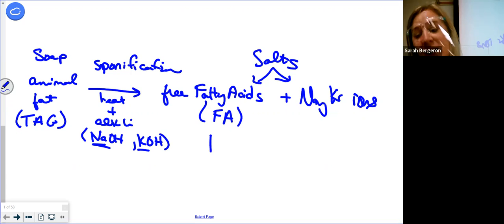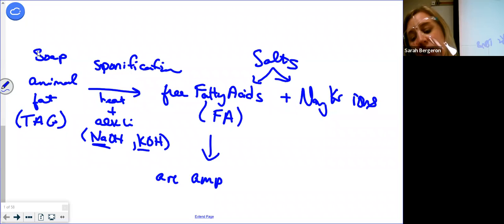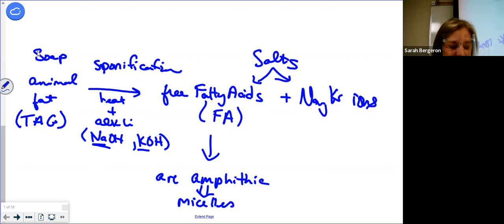Well, it forms a micelle, but these molecules are amphipathic. A-M-P-H, amphipathic. So when we scrub our hands, you end up making micelles. So that's great for soap, right? That has saved us as a civilization, right? Huge impact on life as we know it.